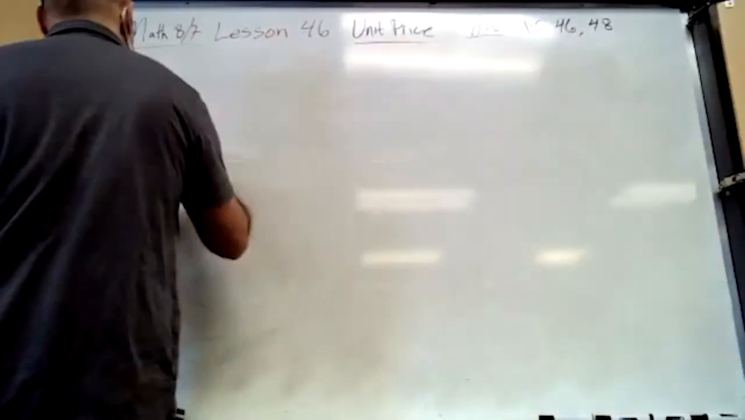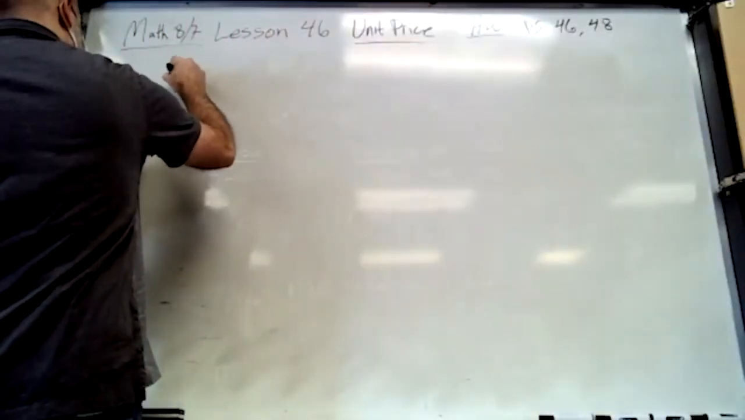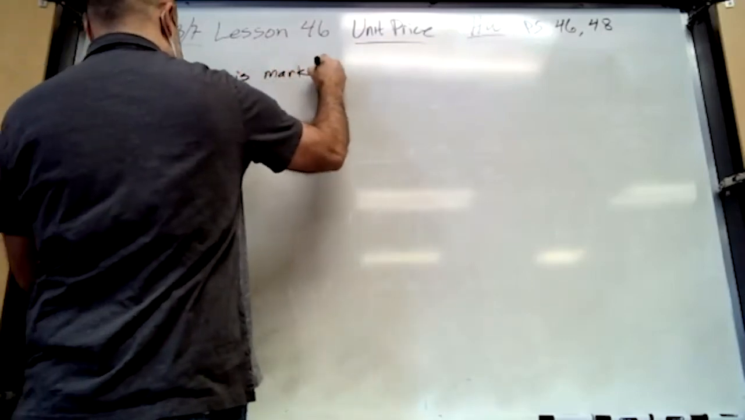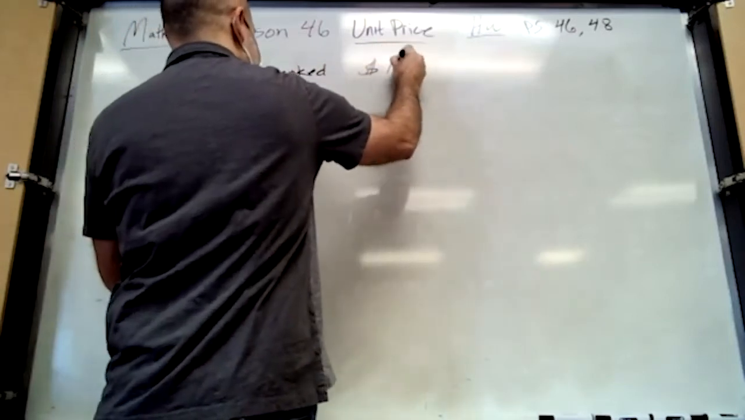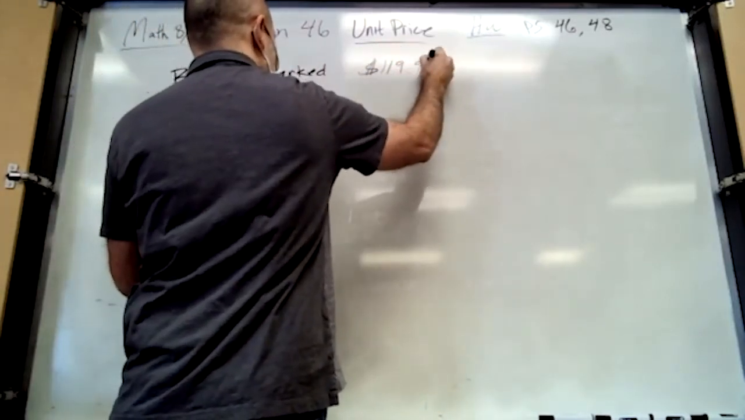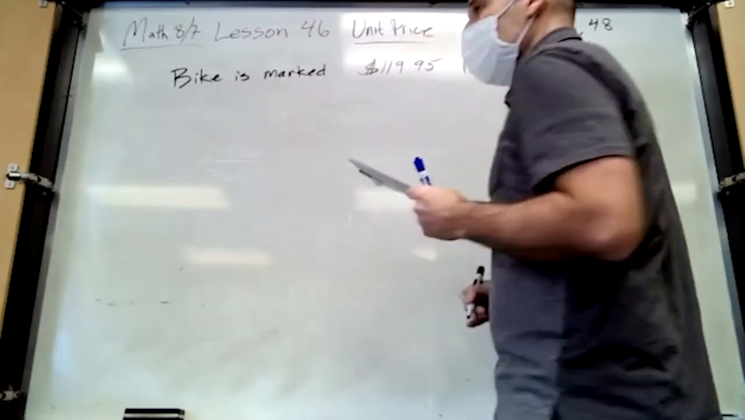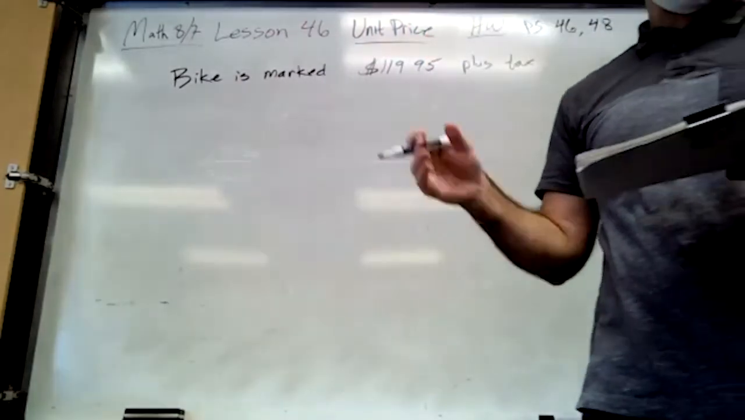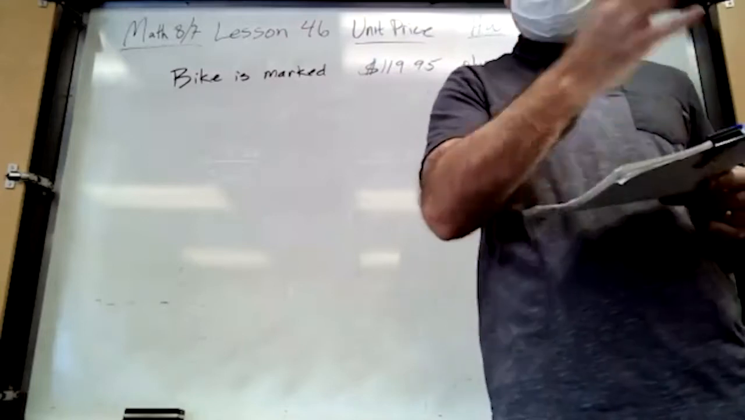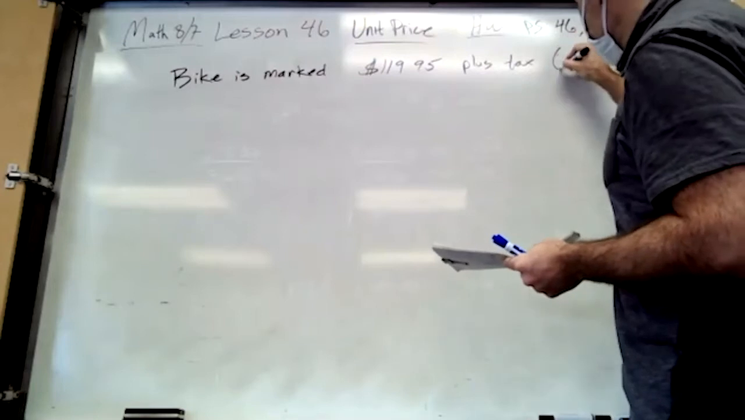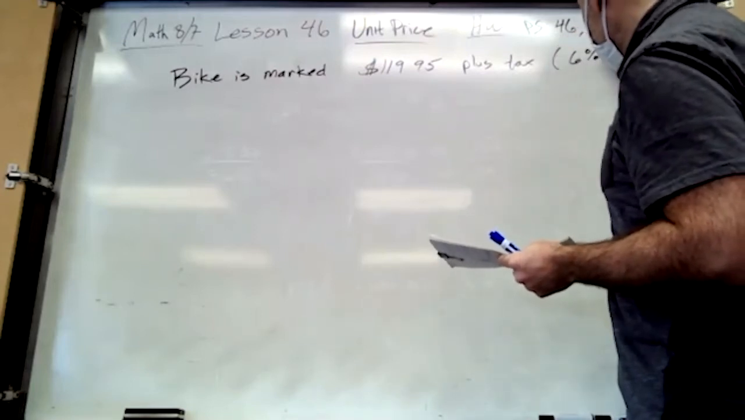So let's try an example. Let's say that a bike is on sale at the bike store. This is what it says on the price tag: $119.95 plus tax. Okay? So depending on what county you live in, the tax changes. Not a whole lot, but it changes. Let's say the tax is a nice simple rate of 6%.